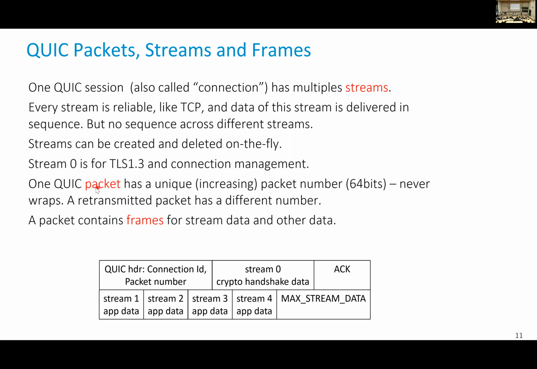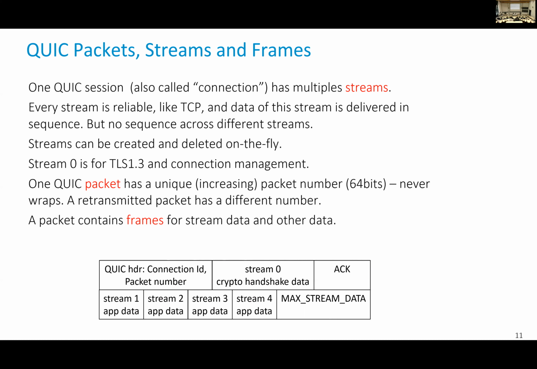A QUIC packet contains multiple frames. There is always a stream 0, which is used by the TLS cryptographic handshake and for the management of the TLS session. And then there are as many non-zero streams as you need for data. So you can have inside a packet multiple streams.